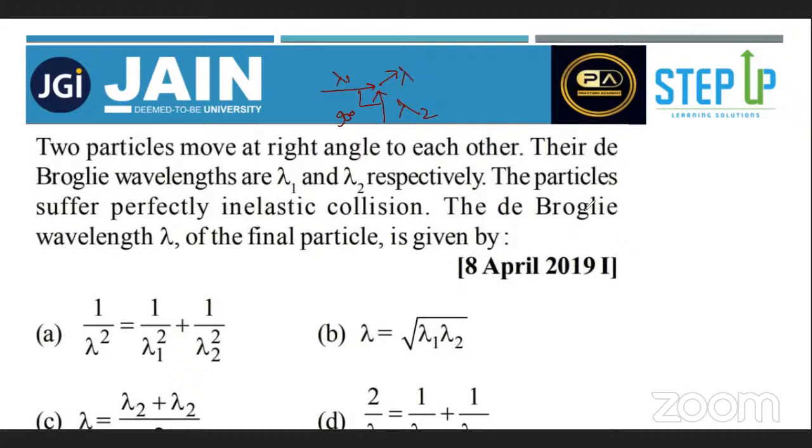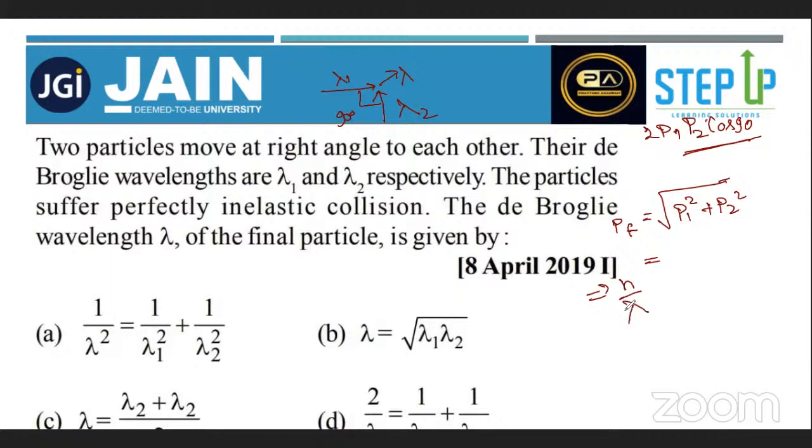Now if I'm trying to find the P final in terms of vector addition, basically how we find the resultant of two vectors, I write it as p1 square plus p2 square. Why am I not writing the further term of 2 p1 p2 cos theta? Because cos 90 degrees is 0, so we're not writing that term. How much will PF be? PF is given by the momentum, since lambda is equal to h by mv, and mv is momentum.